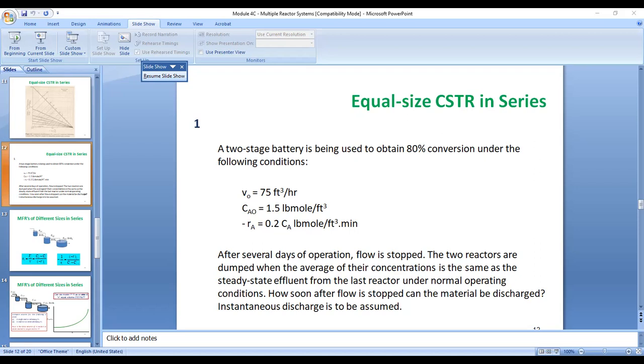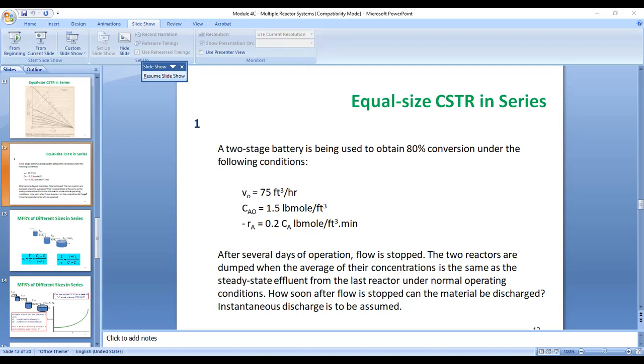Now, this particular 2-stage battery has been working, and after several days of operation, the process was stopped, meaning they are not anymore working simultaneously. So it's not anymore a continuous operation for this 2-stage battery. The two reactors are dumped when the average of their concentration is the same as the steady state effluent from the last reactor under normal operating conditions.